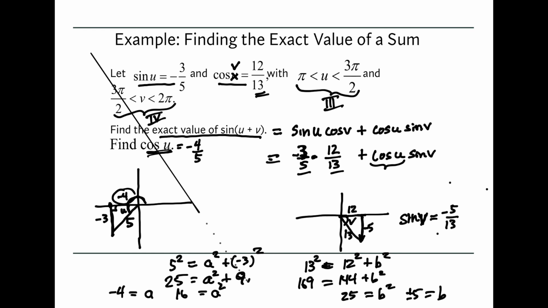I'm looking over here. Let's go ahead and write that in. The cosine of u was adjacent over hypotenuse, so -4 over 5, and the sine of v was -5 over 13. Can these be simplified at all? 3 doesn't go into 12, or 3 doesn't go into 13, 5 doesn't go into 12. So this doesn't really work. Here, my 5s can cancel, but 4 doesn't go into 13.